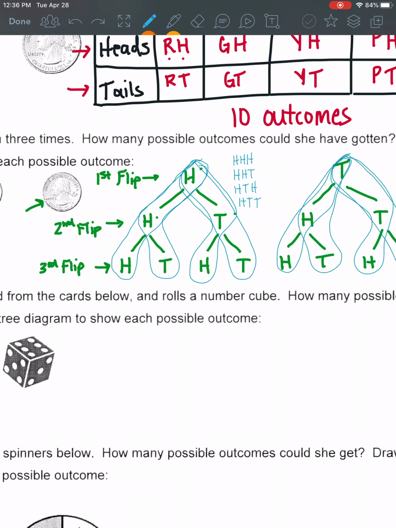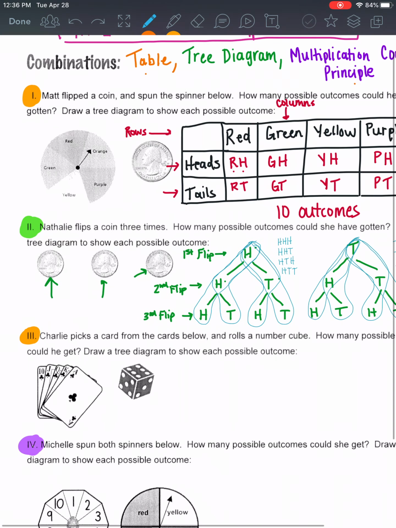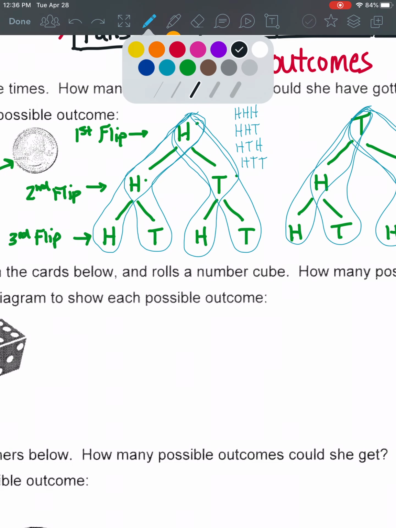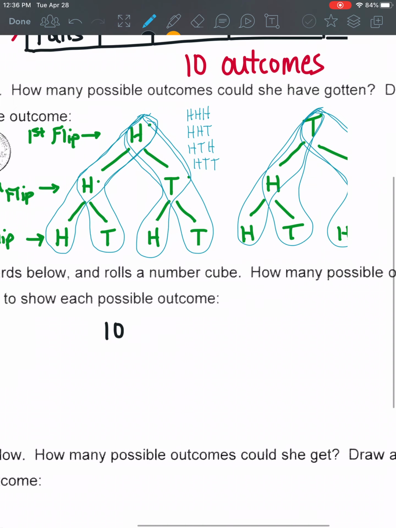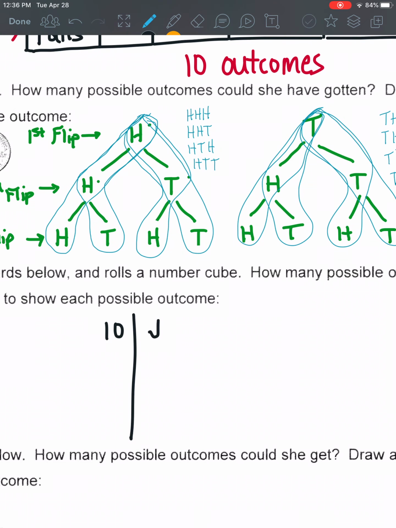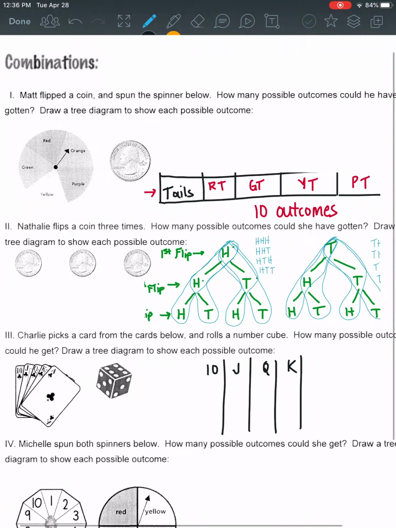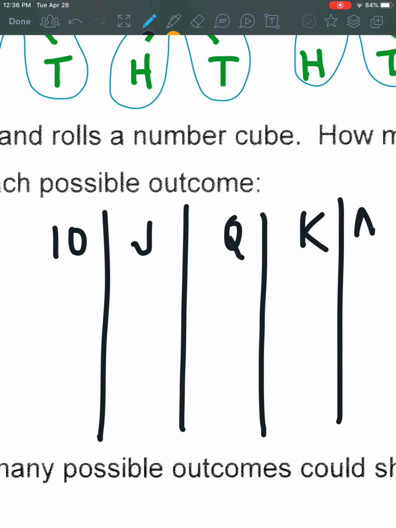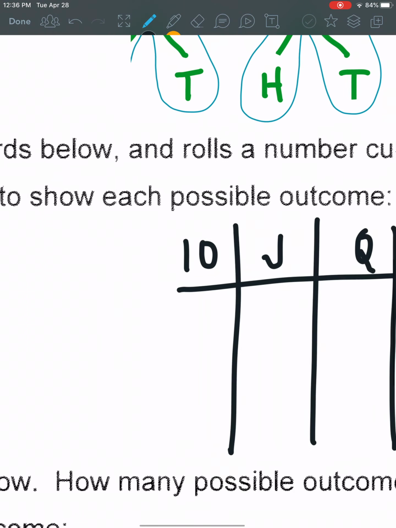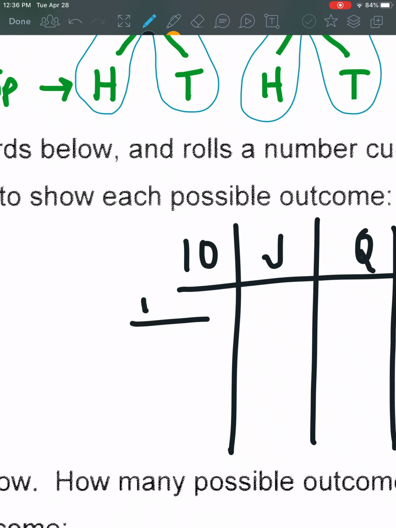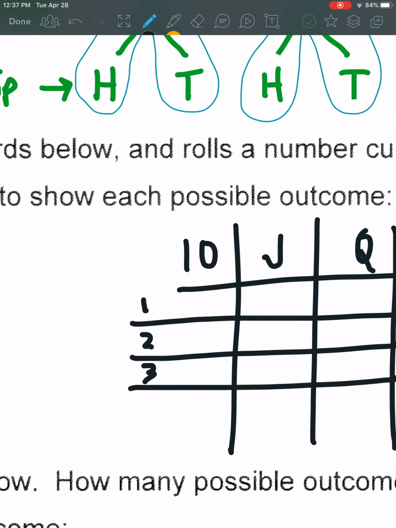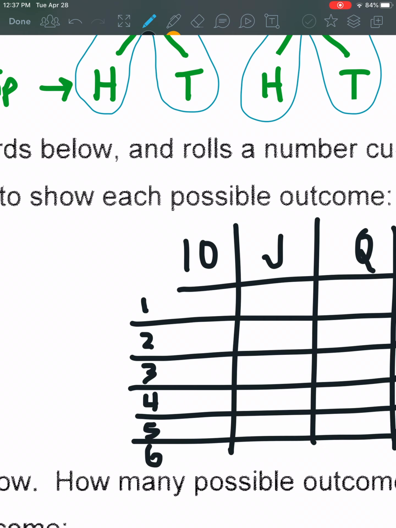Actually, I didn't keep my colors consistent, did I? That first example I did in red. I apologize. So let's see. With the cards, we could get a 10, we could get a jack, we could get a queen, we could get a king, and I think there was an ace. There was. Okay. Then rolling the number cube, we could get a 1, a 2, a 3, a 4, a 5, or a 6.